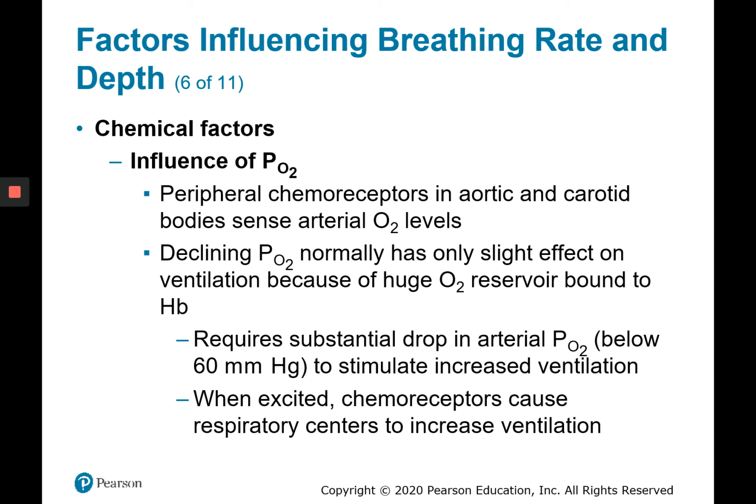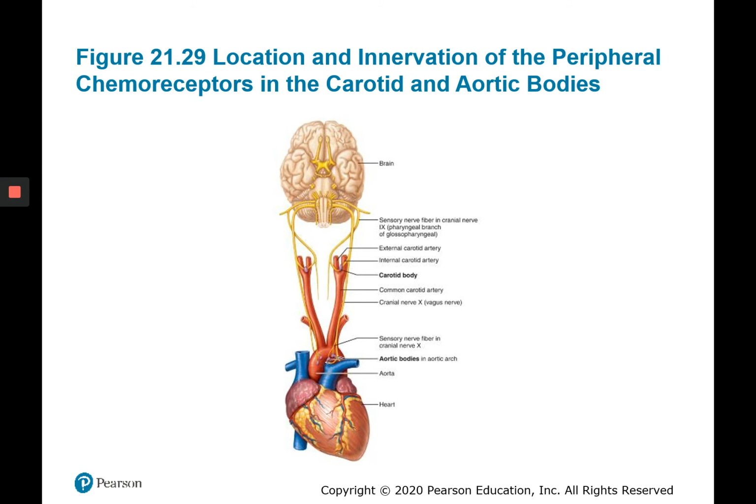Other chemical factors that affect breathing rate and depth are the partial pressure of oxygen. Now, this isn't a major stimulus for changes in respiratory rate and depth because it requires a substantial drop in arterial partial pressure of oxygen in order to stimulate increased ventilation. So while the peripheral chemoreceptors do monitor how much oxygen is in the blood, it has to be a substantial drop to affect ventilation. We can see the location of the peripheral chemoreceptors here in the carotid bodies and in the aortic arch. So that's what this image is showing you, the location and innervation of the peripheral chemoreceptors.